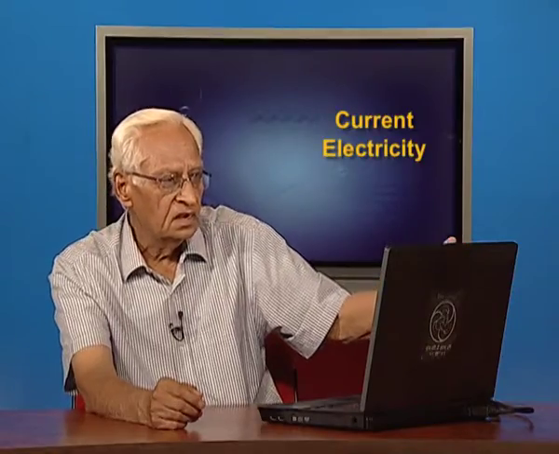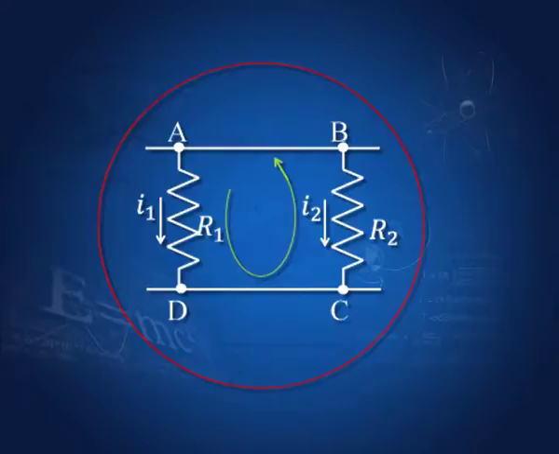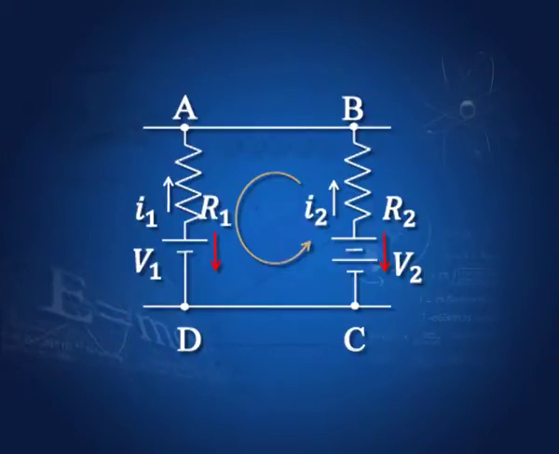What happens when sources of voltage are present? In this loop, there was no voltage present, no battery present. Here we have got batteries.